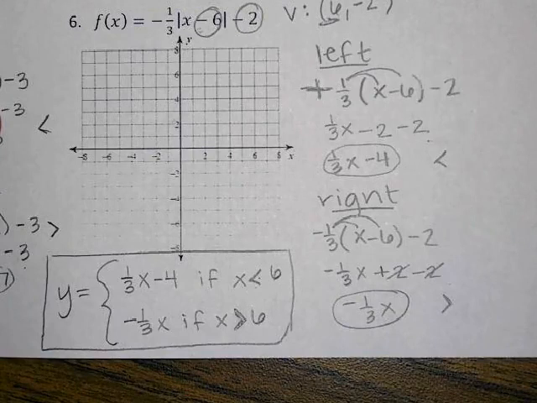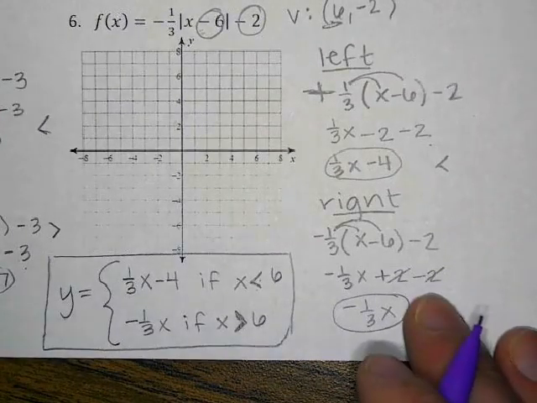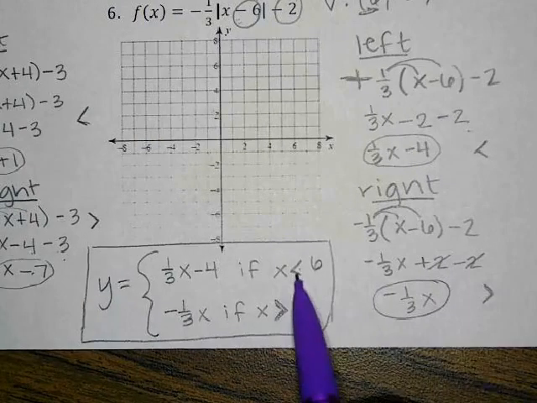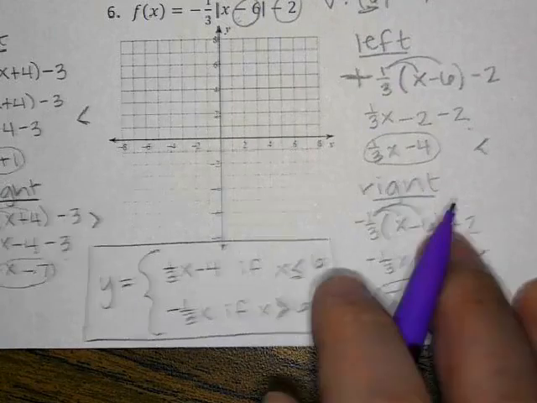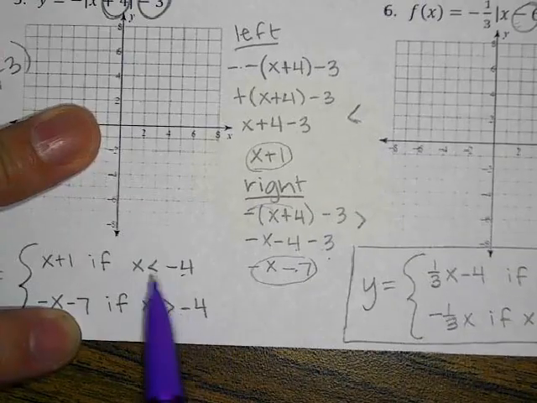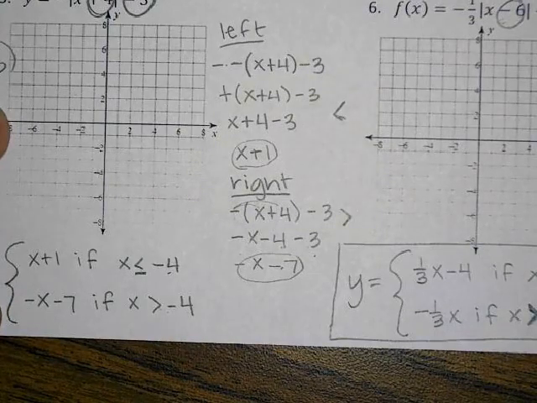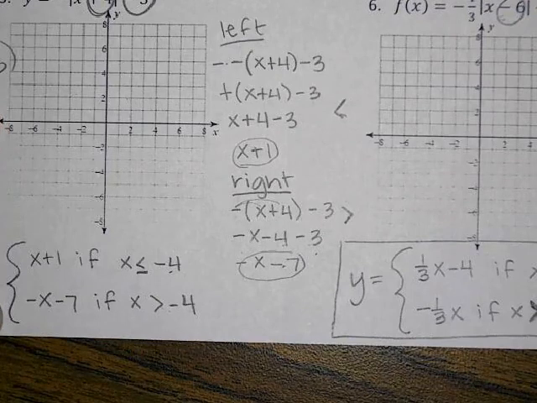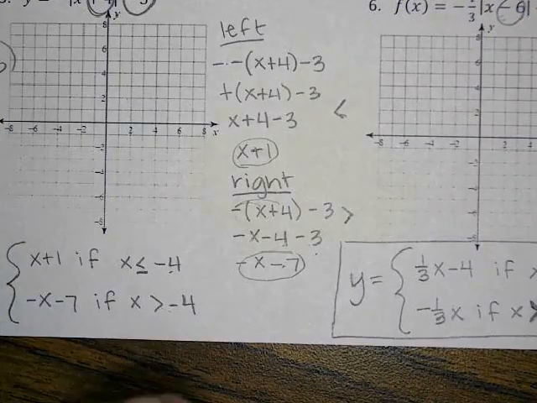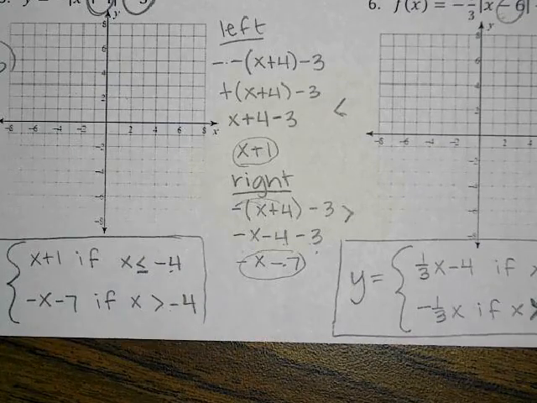And then we do always make sure that one of these has an equal to. It doesn't matter which one. I forgot to do it for this. You could always do it on the top one. You could always do it on the bottom one. You could alternate. It really doesn't matter, as long as one of them has it. Okay, let's try the next side.